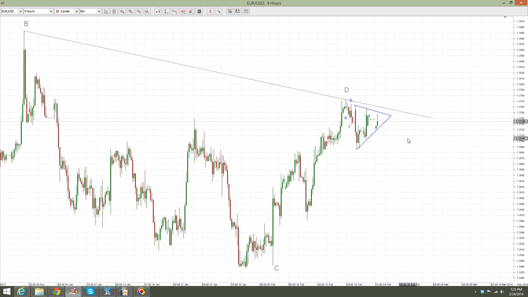broken. So what I would do here for the Euro US dollar is look to buy put options by the time the B to D trend line, this one here, is broken, and these put options to have, of course, an end of week expiration date. This is what I'm looking for.